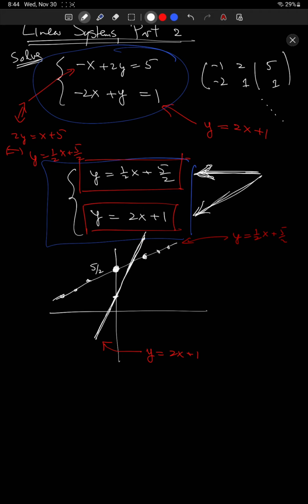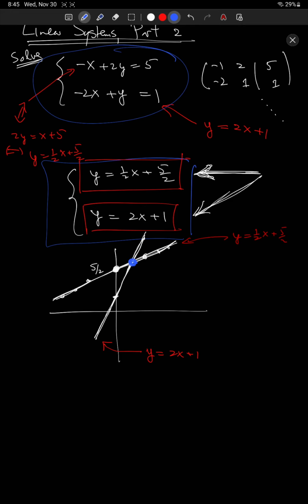So when I solve the system of equations, what I'm solving for are x and y so that they satisfy both equations. And what that means in terms of the picture is that I'm looking for a point that lives on both line number 1 and on line number 2. So in terms of the picture, what I'm looking for is that point right there.